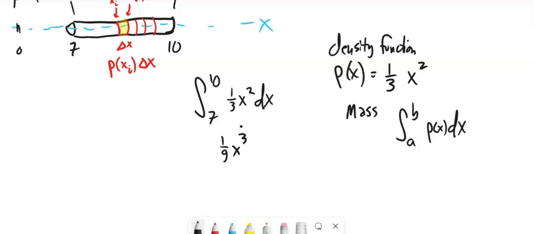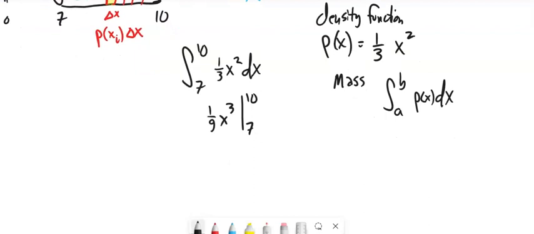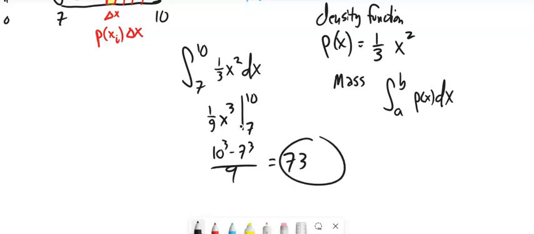I'm going to do the integral. I'm going to get this. So this would be that, which would be 73. I didn't define units, it might be pounds or ounces, some measure of mass, but we'll say units.